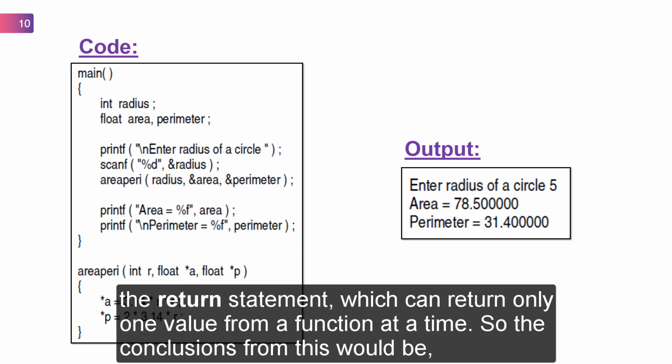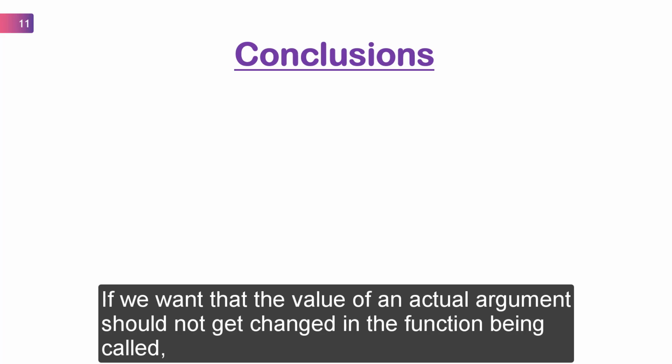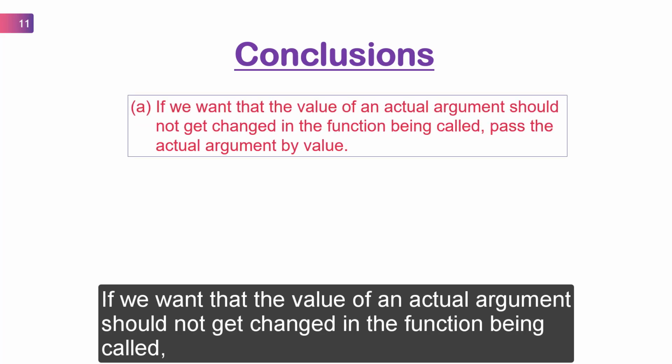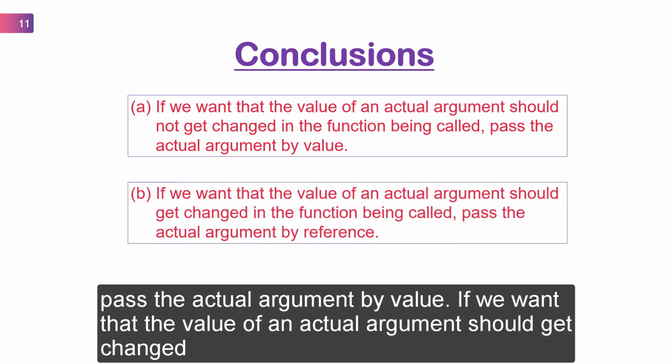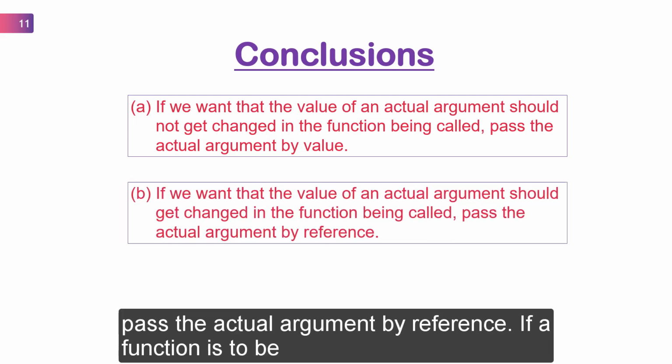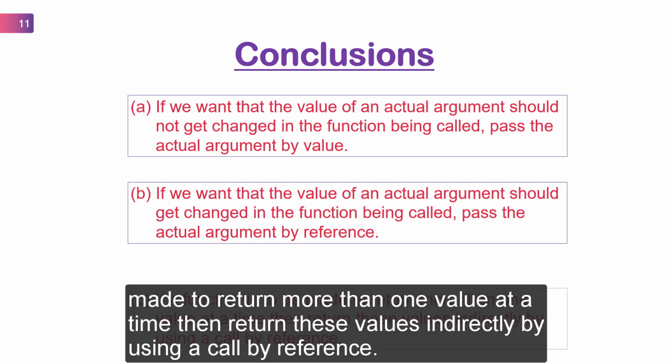So the conclusions from this would be: if we want that the value of an actual argument should not get changed in the function being called, pass the actual argument by value. If we want the value of an actual argument to get changed in the function being called, pass the actual argument by reference. If a function is to be made to return more than one value at a time, then return these values indirectly by using a call by reference.